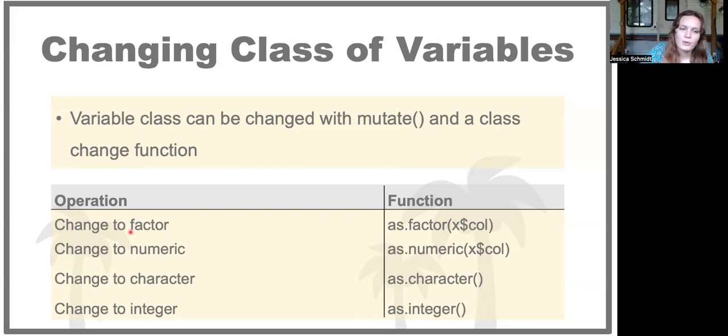So here's an example. If I want to change something to a factor, I use as.factor, and then the data frame, $, the column name. So I could do as.factor, and then myData$names. So all of the names are treated as a factor. Change to numeric, as.numeric, data frame, $, column name. Change to character, as.character. Change to integer, as.integer, all the same thing. So it's pretty straightforward with this. We just do as dot and then the class type that we want to be changing it to.